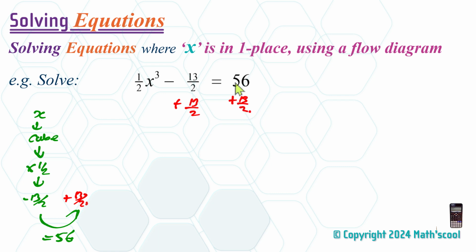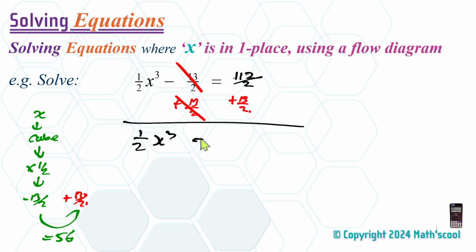That's going to be 112 over 2. So I can rewrite it, instead of being 56, I can do common denominator. So I'll write that as 112 over 2. And I'm adding 13 over 2 to both sides. And so that's going to cancel with that. On the left hand side it's going to give me a half x cubed. On the right hand side it's going to give me 125 over 2.